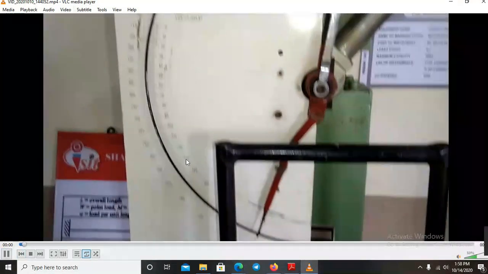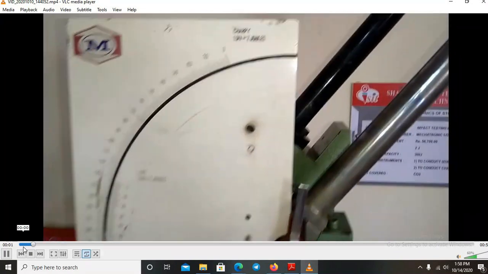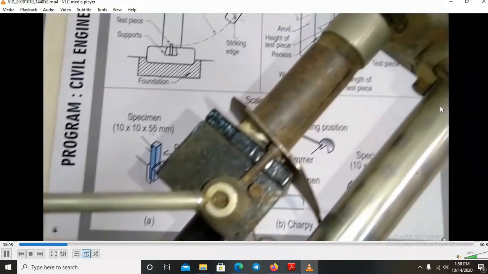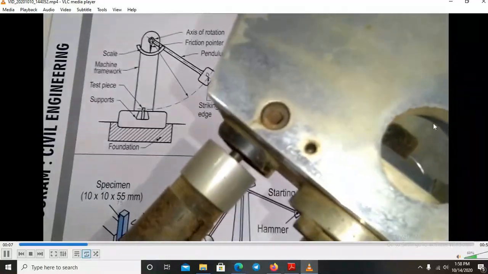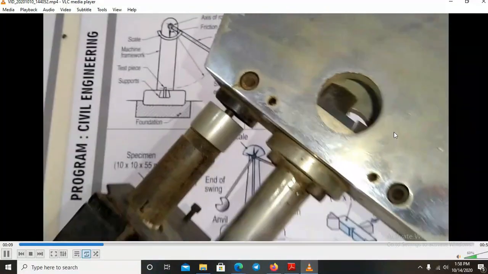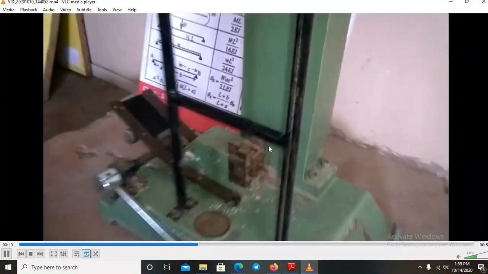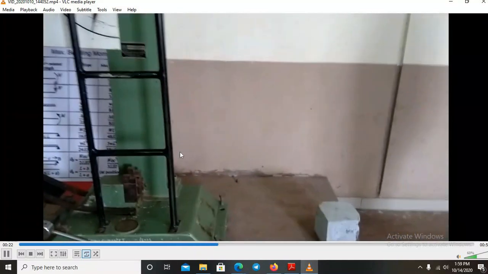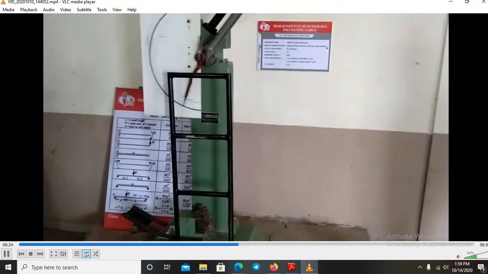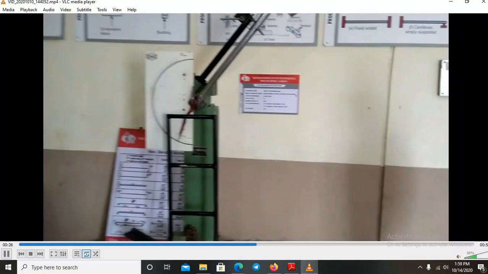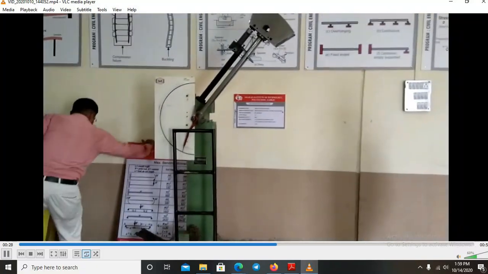Okay, this is our Charpy and Izod testing machine. As you can see over here, it is the setup, it is the RAM, where the pointer is placed. Below there is an anvil, and on this anvil we are going to place our specimen. Before starting the test we have to conduct a free run.